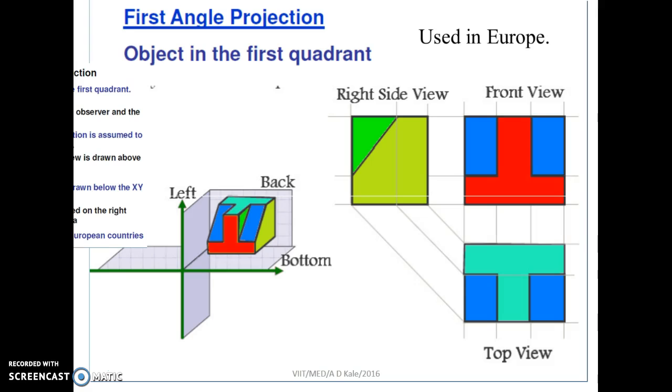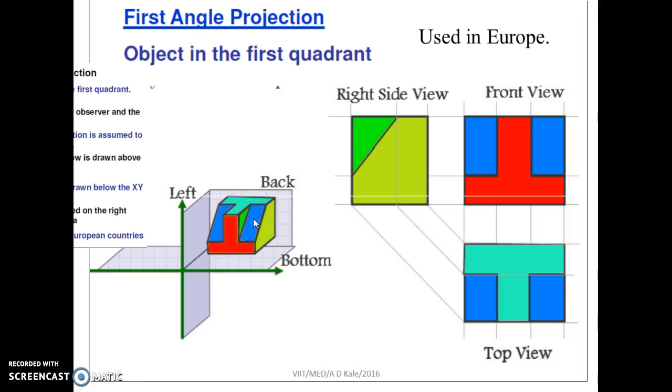First angle method of projection. While drawing any engineering drawing, two methods are there. Let us understand the first method of projection, that is called as first angle projection. This is used in India as well as in Europe. In the first angle projection, the object is kept or assumed in the first quadrant.